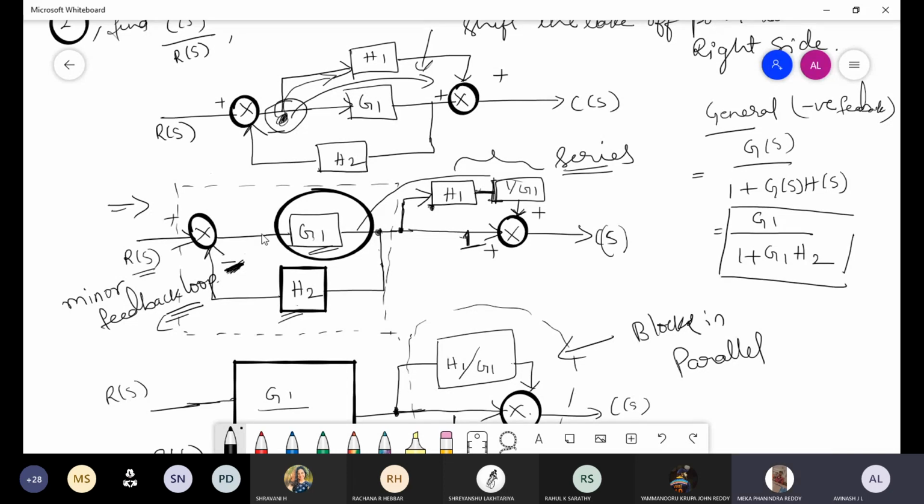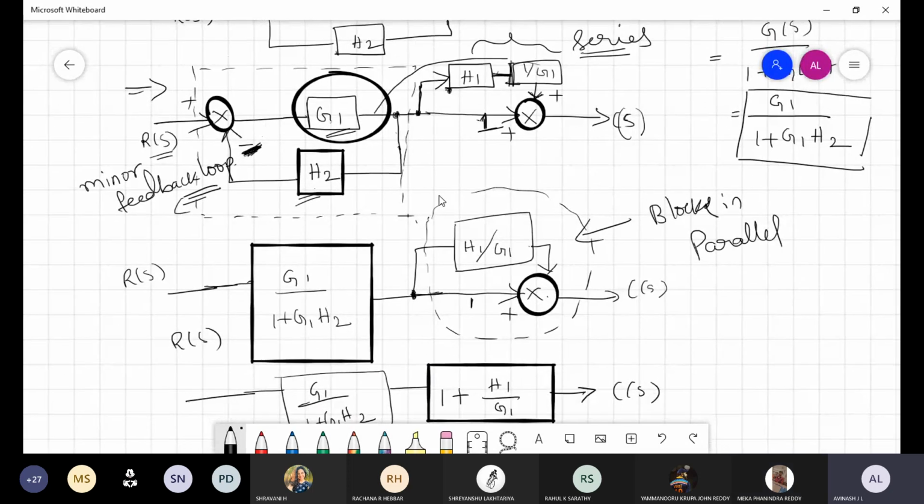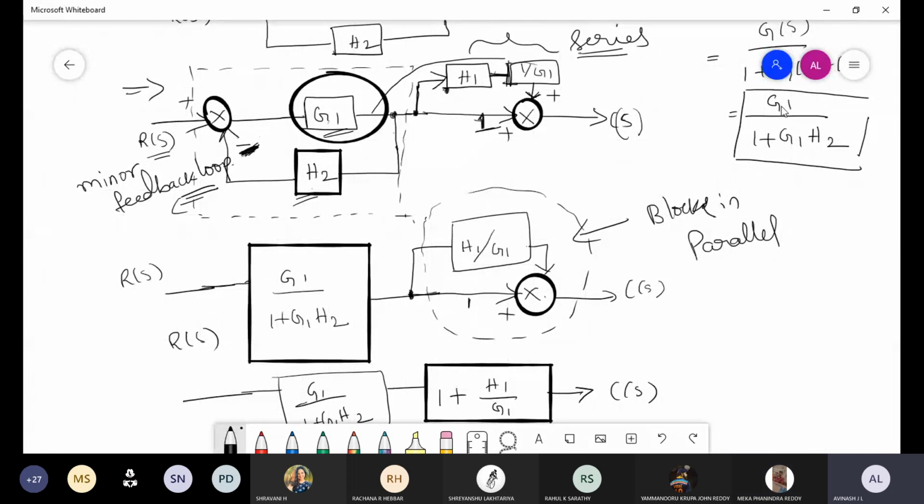Is that clear? Yes, sir. And this multiplication, if you do H1 into 1 by G1, it will become H1 divided by G1, correct? Yes, sir. It is in series. Correct. Series. So now this is the same value. You can see G1 divided by 1 plus G1 H2 is there. Same thing I have taken here. And here multiplication H1 by G1 is there. So this is the point.